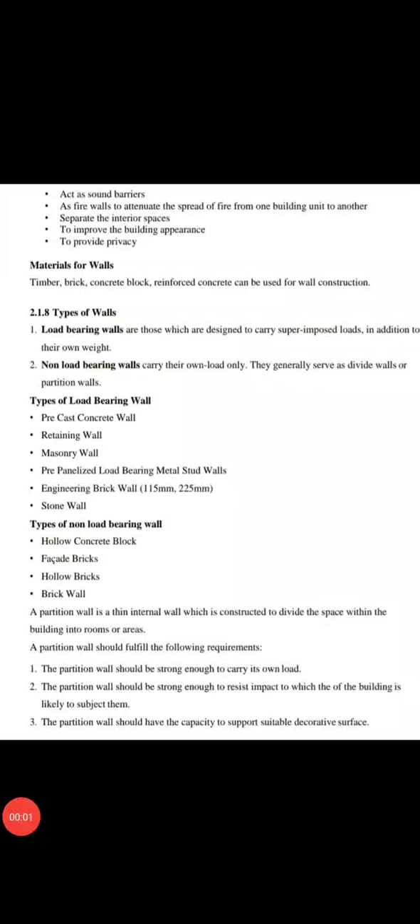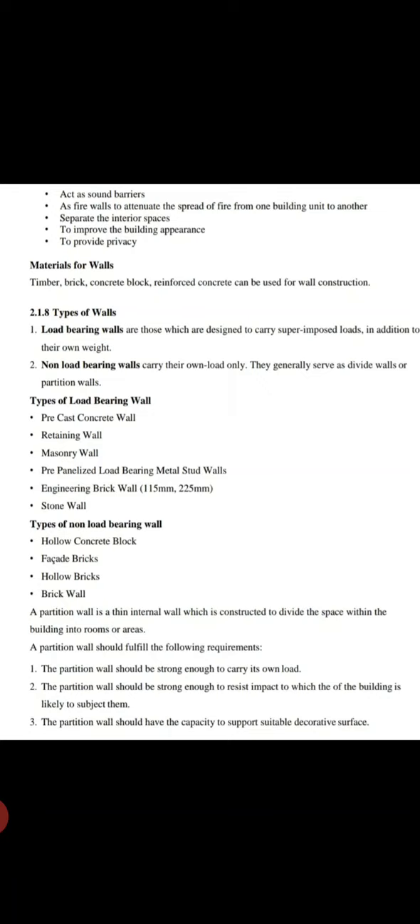The functions of a wall: they act as sound barriers, as a firewall to attenuate the spread of fire from one building unit to another, to separate the interior spaces, to improve the building appearance, and to provide privacy. Materials like timber, brick, concrete blocks, and reinforced concrete can be used for wall construction.